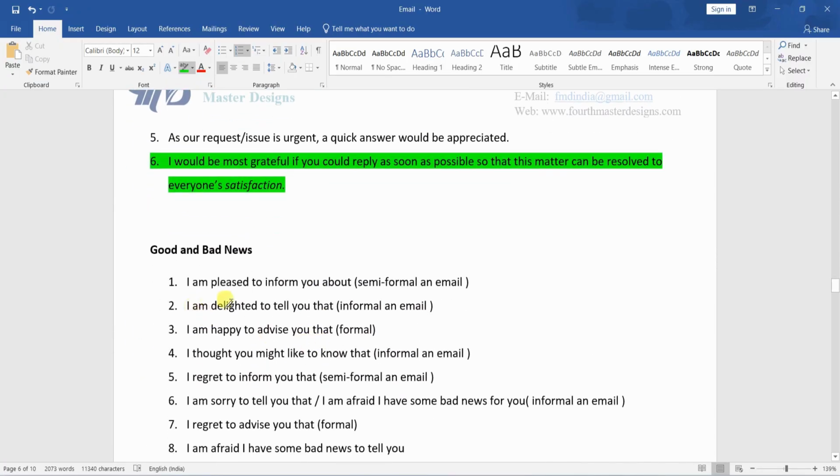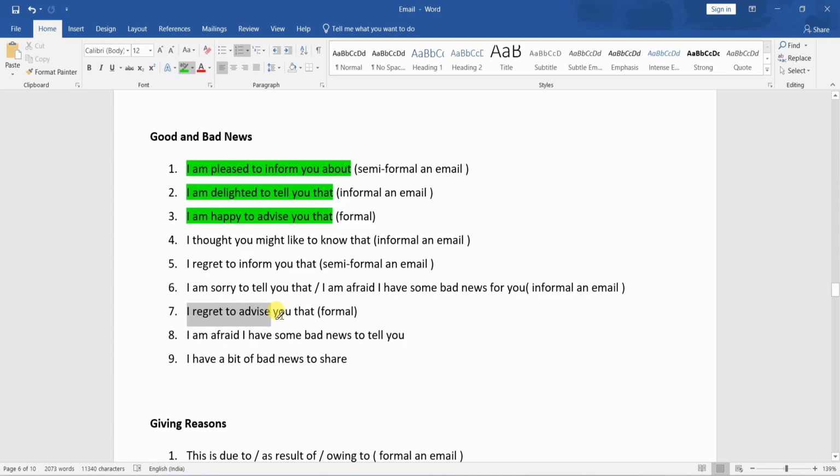Now comes your good and bad news. "I am pleased to inform you about." "I am delighted to tell you that," informal. "I am happy to advise you that," formal. "I regret to advise you that," formal. "I am afraid I have some bad news to tell you," informal. Well, that is semi-formal also, I can consider.